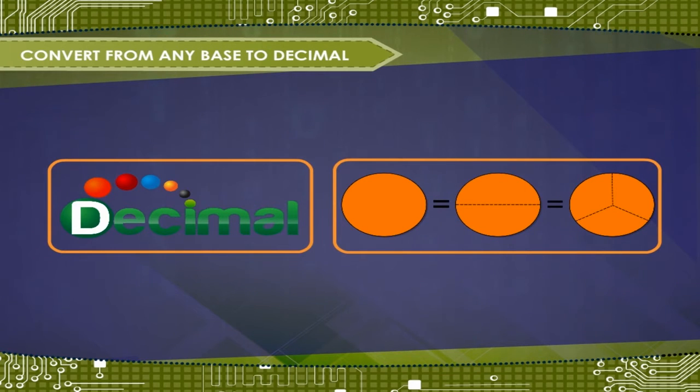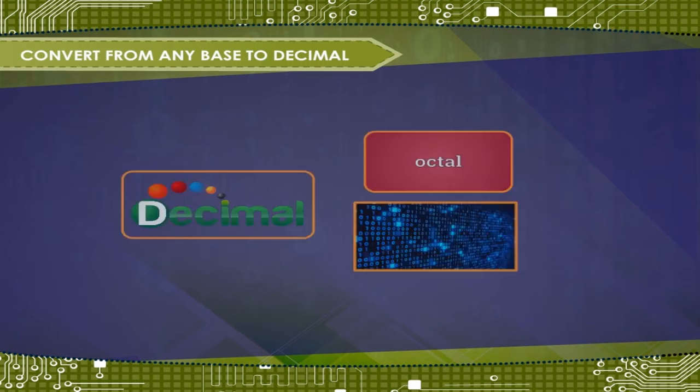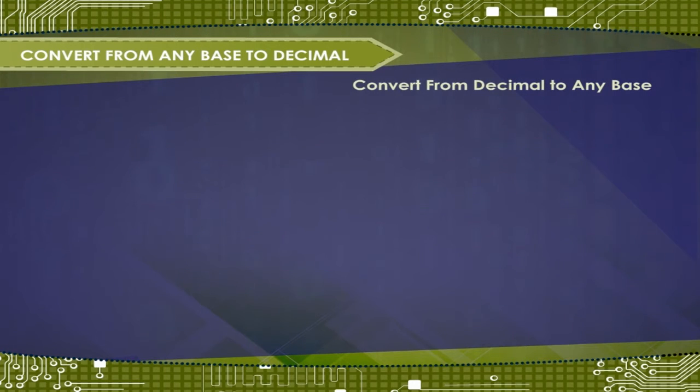So far, you have learned how to convert from any number system to the decimal system. Now, you will learn to convert from decimal to another system. Convert from decimal to any base. Let us analyze the decimal number 345 again and convert it to decimal notation.